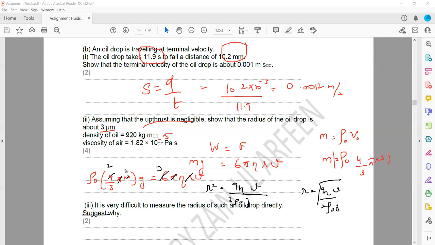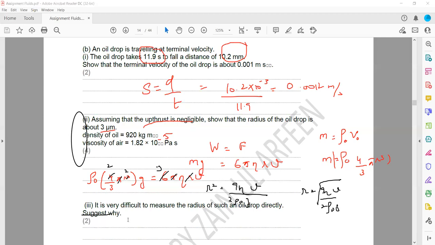Suggest why. So what could be a reason why we are not able to? Because oil drops, number one, are not perfect spheres. They can deform as they get charged, so they do not remain perfect spheres. Their shape changes. They are very small, so we don't have an accurate instrument to measure this very small value, and they might change shape as they're falling. So these are the two reasons which make it difficult to measure the radius accurately.